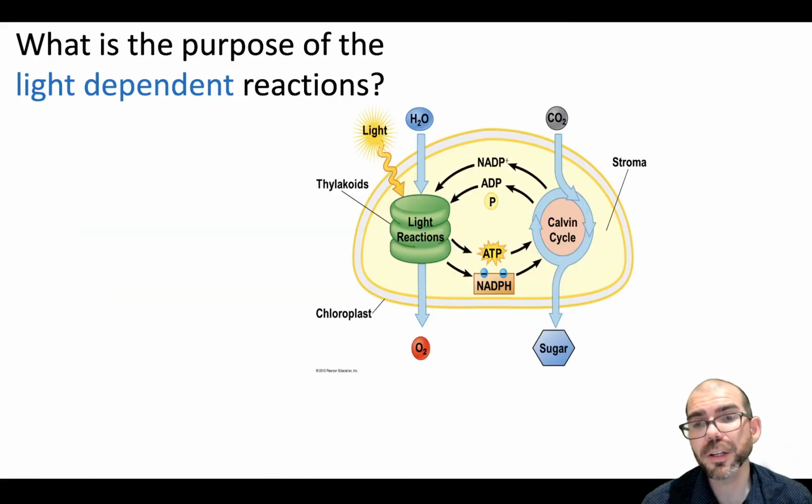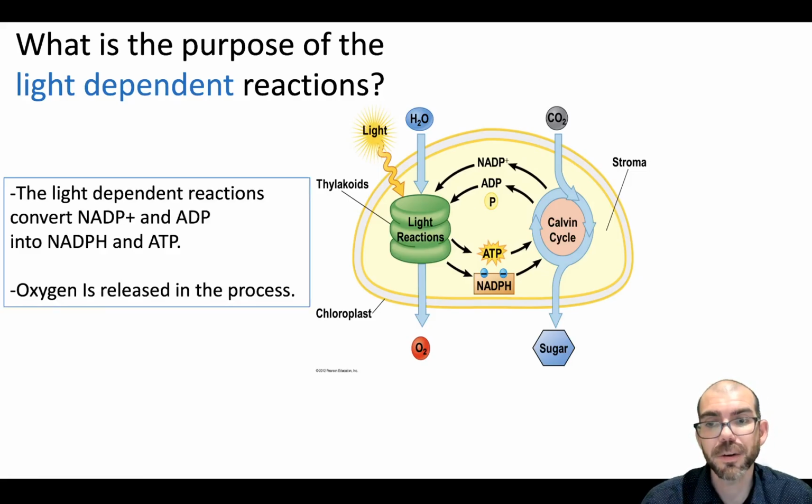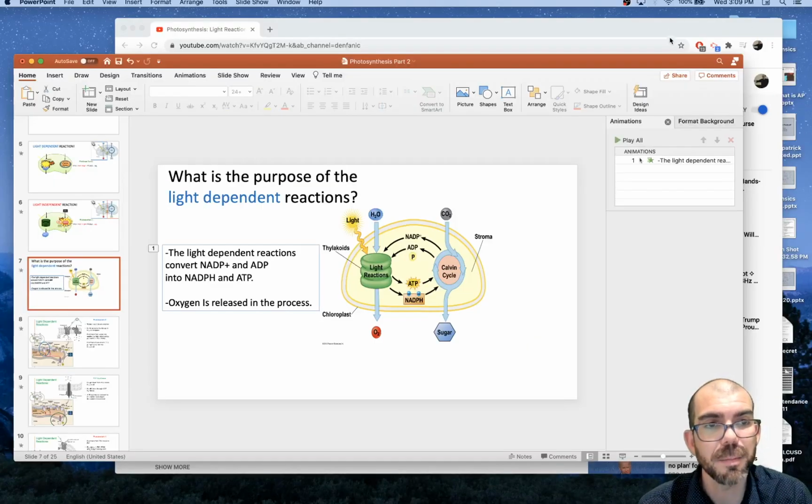I'm going to start first by looking at the light-dependent reactions. As we go through the steps, please keep in mind the overall goal. The goal of the light-dependent reaction is to convert NADP plus into NADPH and ADP into ATP. Oxygen is just released as a waste product as a component of this process. I'm going to detail all the steps involved, but first I want us to watch an animation of it occurring.